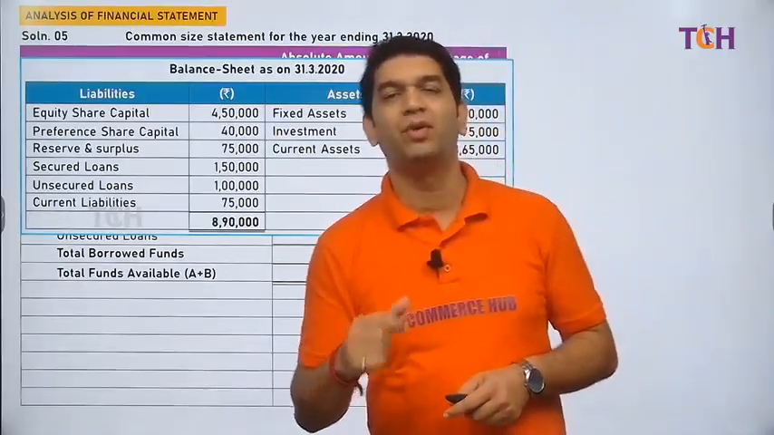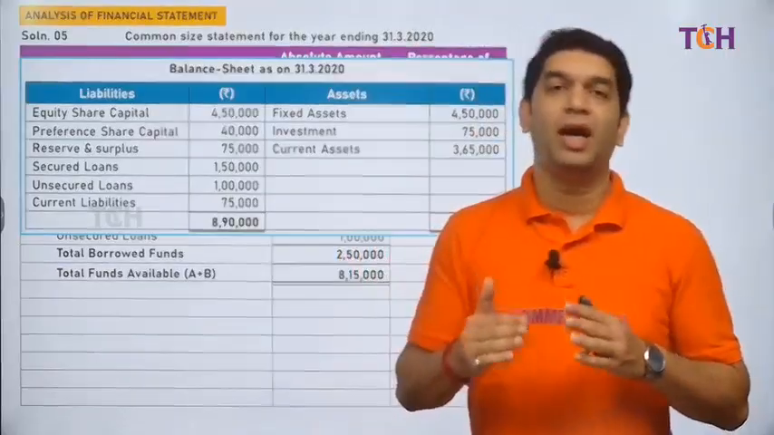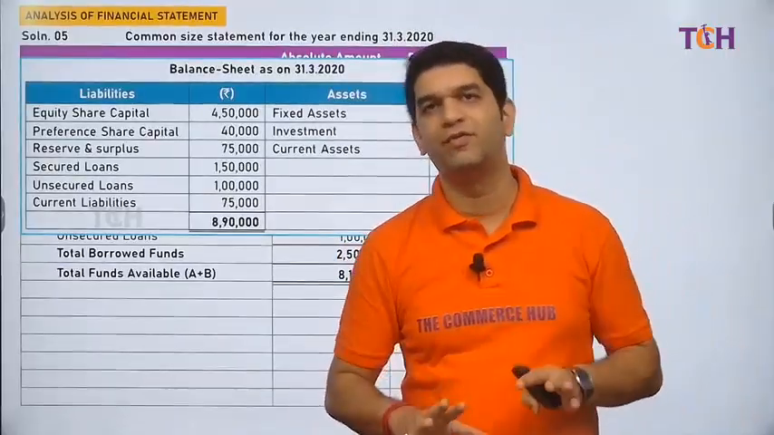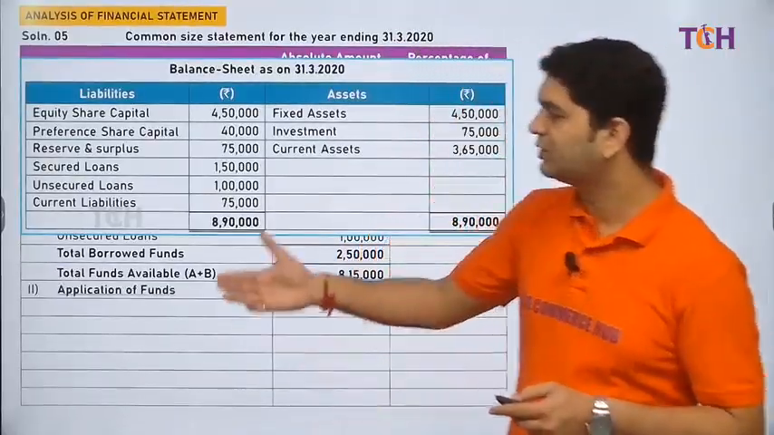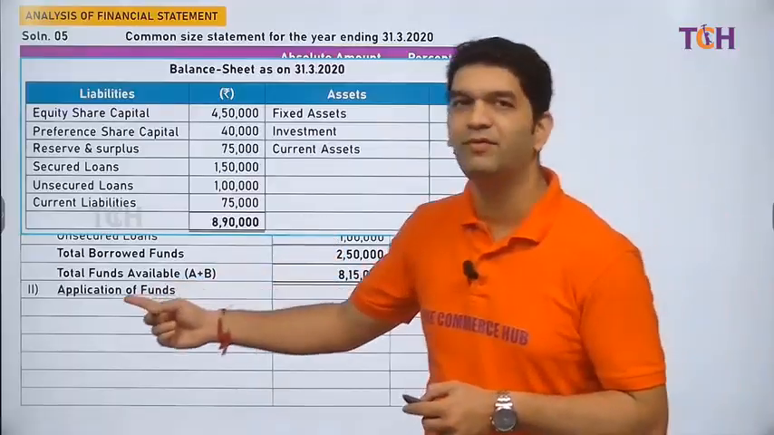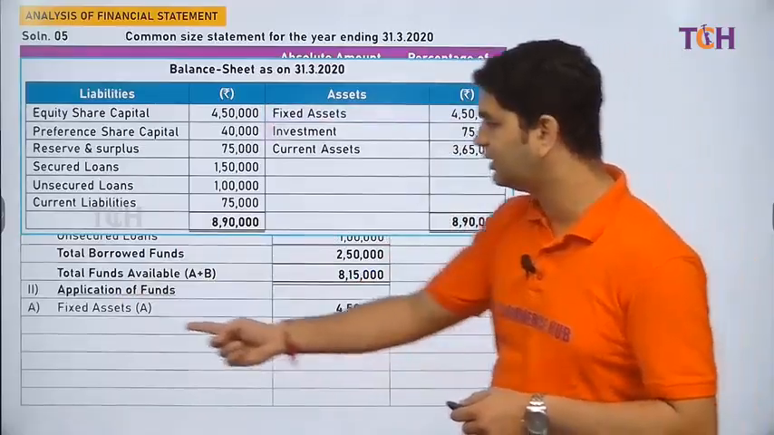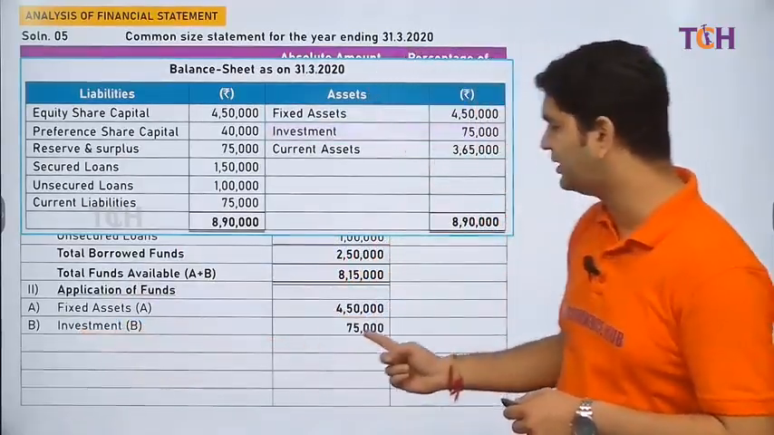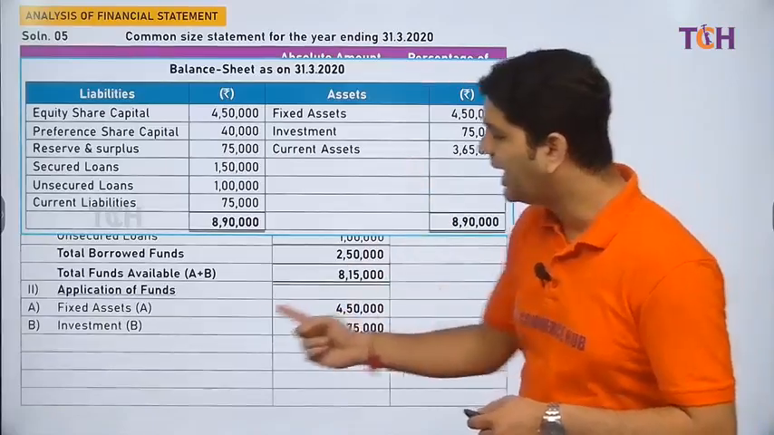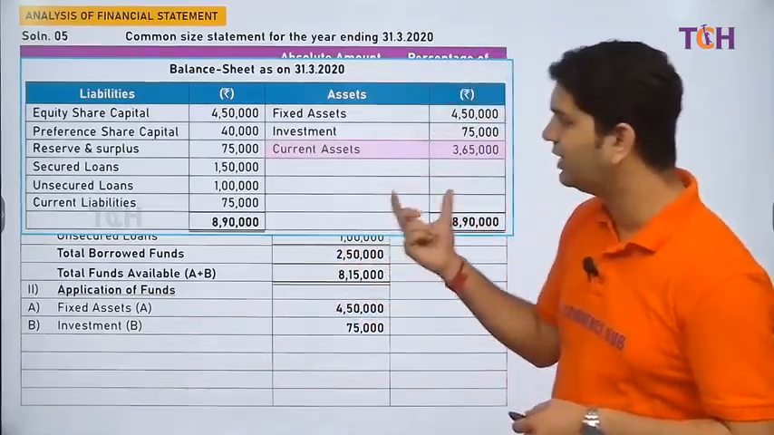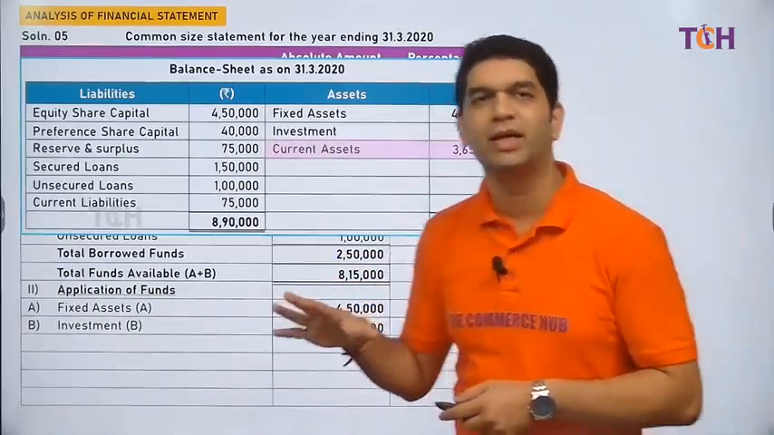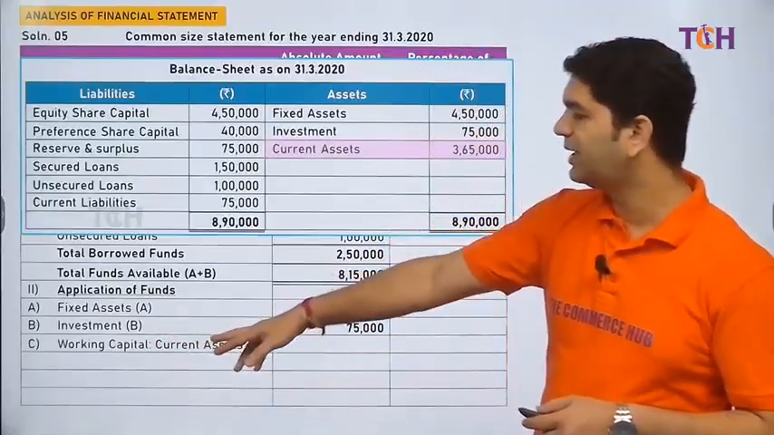Now, we'll try to understand whether our application of funds is also 8,15,000. That is what we need to do. Under application of fund, the very first thing we write is fixed assets. Fixed assets amount to 4,50,000. Then we have investments, that is 75,000. And then we have working capital. We will not only write current assets, but also deduct current liabilities from it. So the third part is working capital.